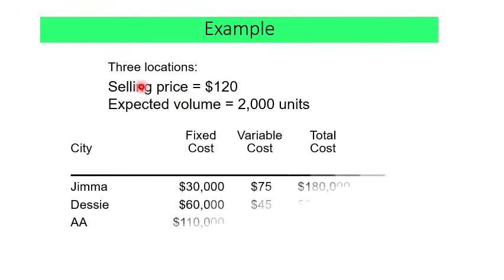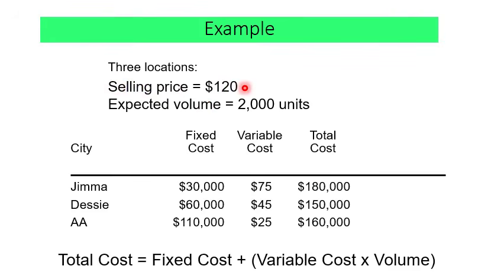If we get 3 locations and the selling price is given as $120, the expected volume of production is 2,000, and the cities are Jimma, Dase, and Addis Ababa. The fixed cost for each location is provided. For Jimma, 30,000, for Dase, 60,000, and for Addis Ababa, 110,000. And the variable cost for each location is provided like this. For Jimma, $75, for Dase, $45, and for Addis Ababa, $25.